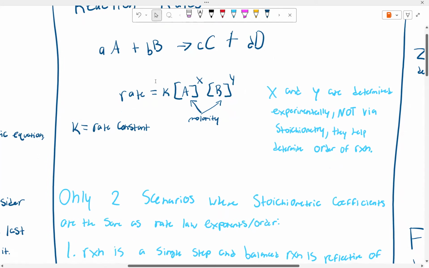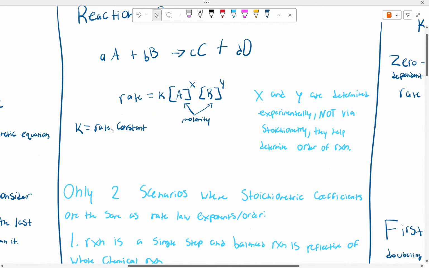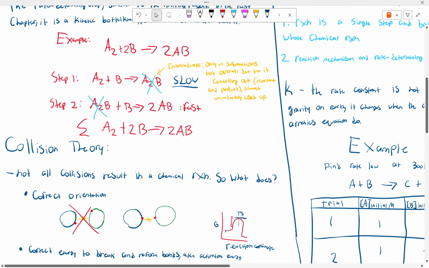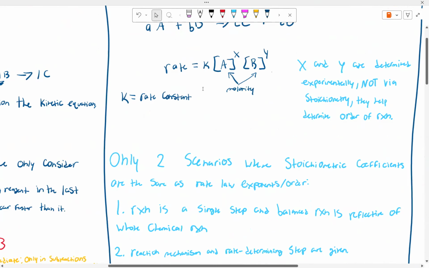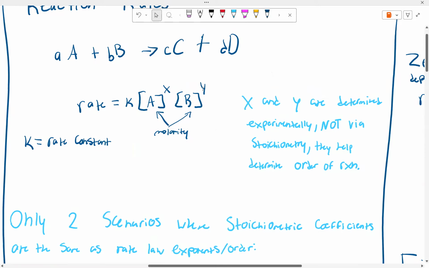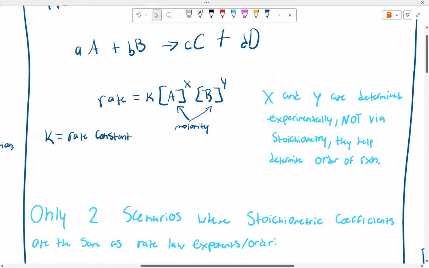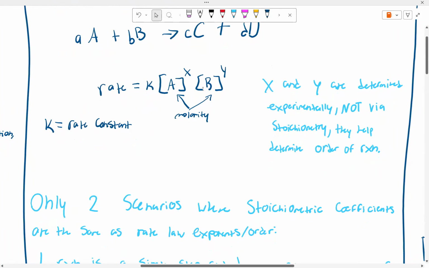So let's reorient ourselves a little. k is that rate constant. It's the same rate constant that was in that Arrhenius equation. And it's not a true constant because, as the Arrhenius equation dictates, there are numerous factors that go into it, like the frequency factor of collisions, the activation energy, and your temperature. So if any of those change, k for that particular reaction will not be the same.